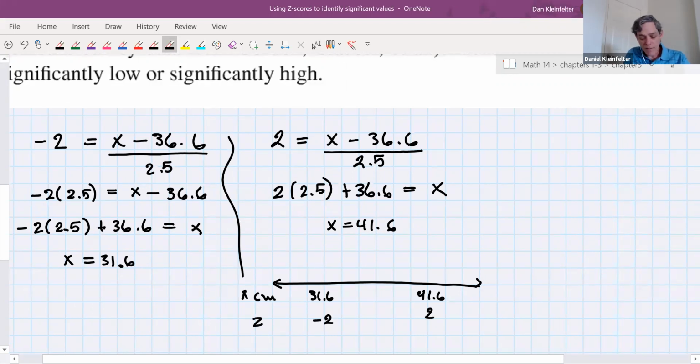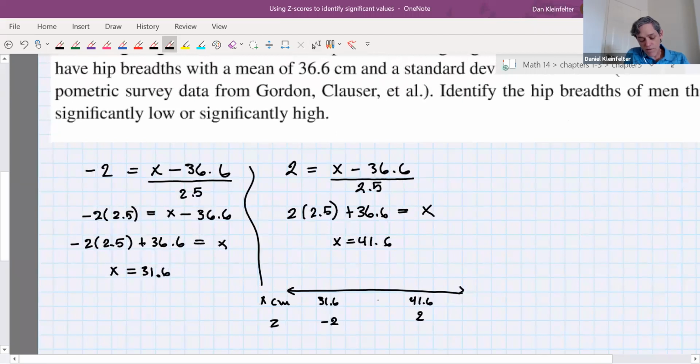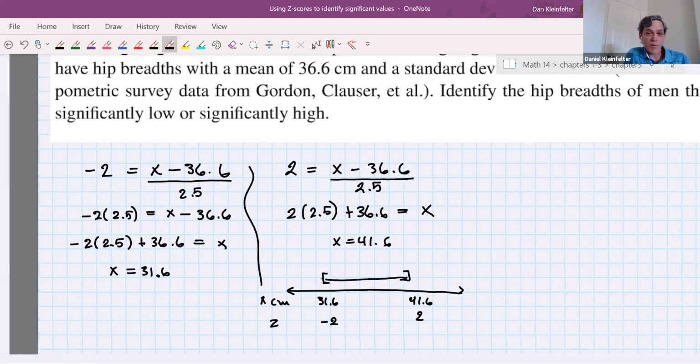So why would you care about such information? Well, what we found out is that most hip breadths are in this interval, 31.6 to 41.6 centimeters. And this would have some bearing on how we might choose to design an airplane. We want to make it so that it fits most people, but then we don't want to make it so big because we would like to be able to fit in more seats and sell more seats to more passengers. So that kind of a discussion would necessitate our knowing how big the passengers are.